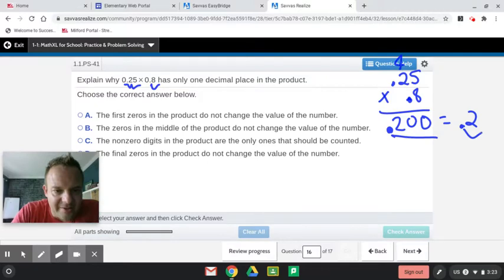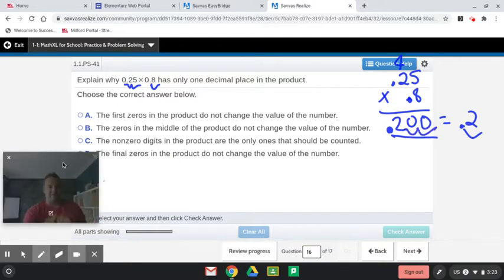The final zeros in the product do not change the value of the number. Yes, see these final zeros? These 2 zeros in the product don't change the value. I'm going to go with D.